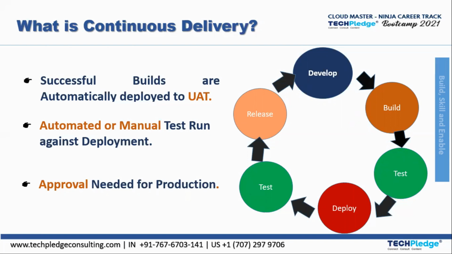Successful builds are automatically deployed to the UAT, that is the user acceptance test. When the builds are successful, they are automatically deployed. Automated or manual test runs are done against the deployment. So whatever deployment has been done has to be verified, through automated or manual tests, and before pushing it towards production, it needs an approval.